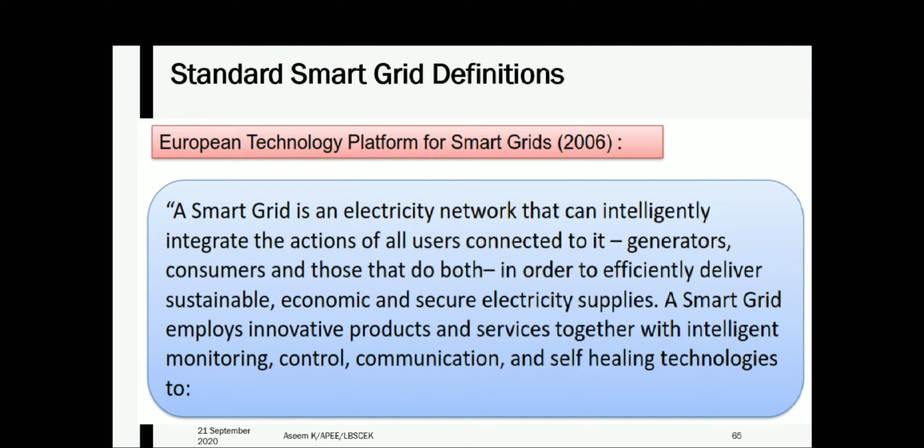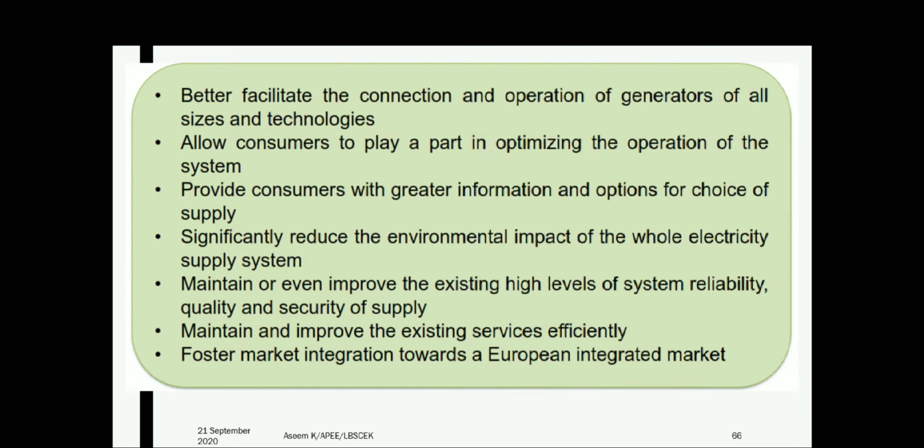The important thing in every smart grid definition is that it employs innovative products and digital technology that will monitor, control, communicate, and self-heal. Self-healing means that whenever a fault or anything occurs in your smart grid, the system itself is able to track the problem and clear it. That self-healing property is one of the characteristics of a smart grid.